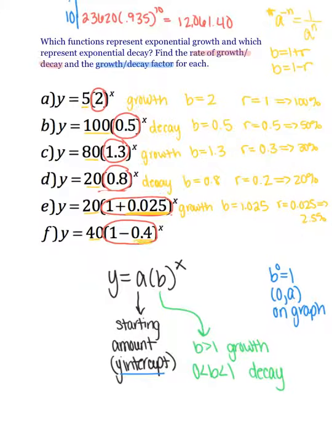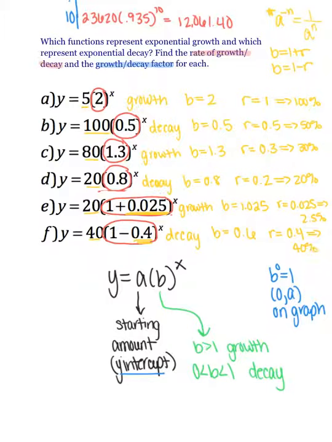It's kind of nice, deconstructed for me. So I know I'm going to have decay, because when I subtract that 0.4, I end up with a decay factor of 0.6. My R can be seen clearly as 0.4, which is 40%.